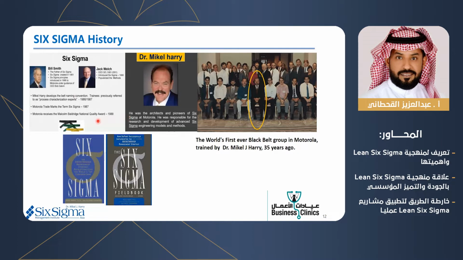roadmap for define, measure, analyze. The 5 steps of Six Sigma have been developed by Dr. Michael J. Harry. Also, he is the one who developed the certification of Six Sigma, Lean Six Sigma: the yellow belt, green belt, black belt. This is the first ever black belt group in Montreal being trained by Michael J. Harry back in the 35 years. And this is the first book introduced for Six Sigma, explaining the Six Sigma strategy and how Six Sigma can do a breakthrough improvement.